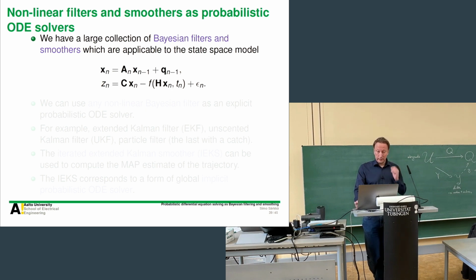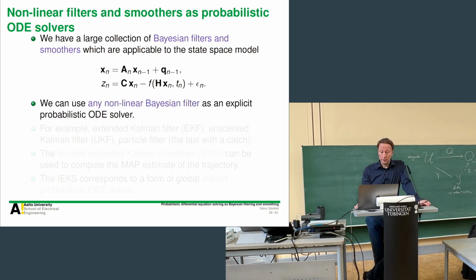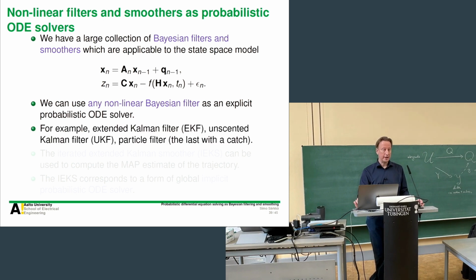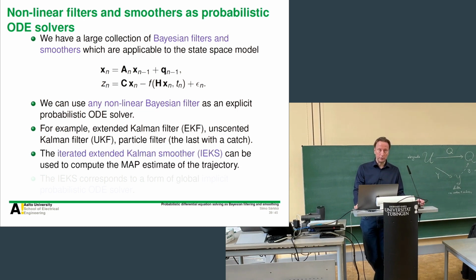So this is the model form, and we have quite a large number of different filters and smoothers to solve these problems. And they will correspond to different kinds of ODE solvers, or probabilistic ODE solvers. We can use filters which provide some kind of causal estimate, so an estimate of the final point only, always using the evolutions, like causal evolutions, to the left. For example, we can use the extended Kalman filter or the unscented Kalman filter or a particle filter with some modifications. Particle filters don't like the singularity of the measurement model, so that is the catch, but they can still often be used. But then the iterated extended Kalman smoother can be used to compute the estimate of the whole trajectory given all the observations. So it's an implicit method in that sense.